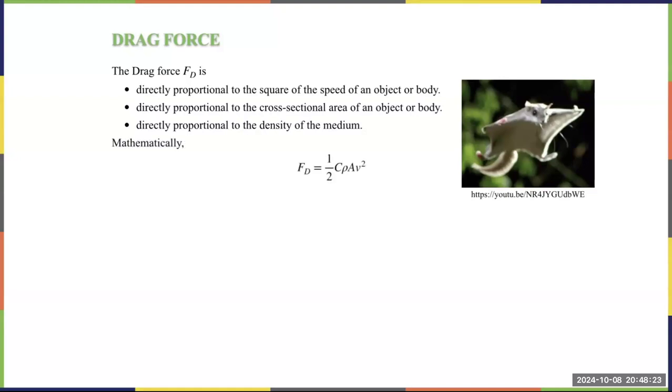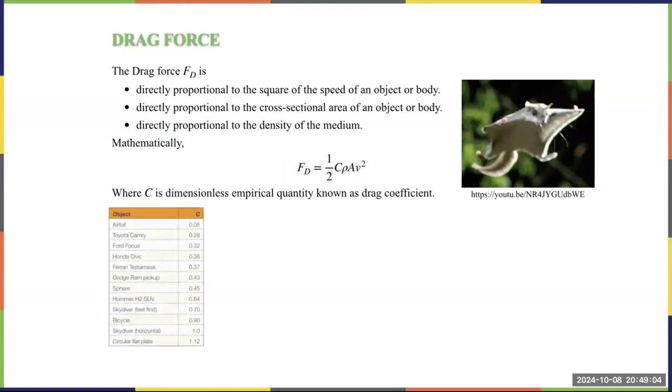Okay. Hence mathematically, it is written as Fd equals 1/2 C, the density, the area of the cross section, and the velocity squared. So this 1/2 C is a constant factor for the drag force. And this C is nothing but a dimensionless empirical quantity known as the drag coefficient. Larger the drag coefficient, larger the drag force, same as mu.